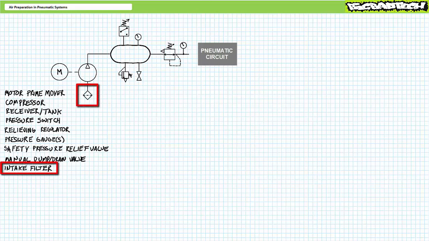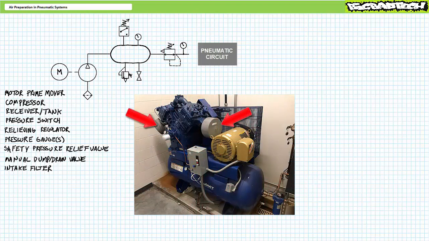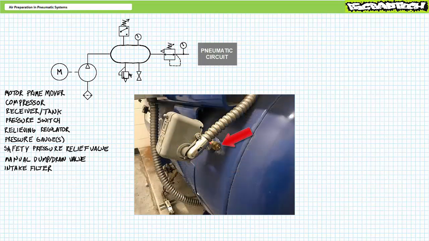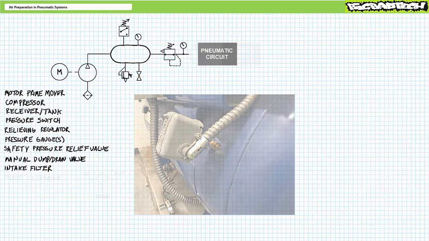As a frontline defense, dirty environmental air is first passed through an inlet filter, schematically illustrated as a diamond with a dashed line. The inlet filter performs initial coarse filtration of environmental air bound for the compressor. Here's an example of paired coarse inlet filters on a more industrial scale compressor. While we're looking at this picture, we can see the receiver, the motor prime mover, a double two-stage reciprocating piston-style compressor, the pressure switch, the dump or drain valve, and if you look at the stem of the pressure switch, one of several safety pressure relief valves.